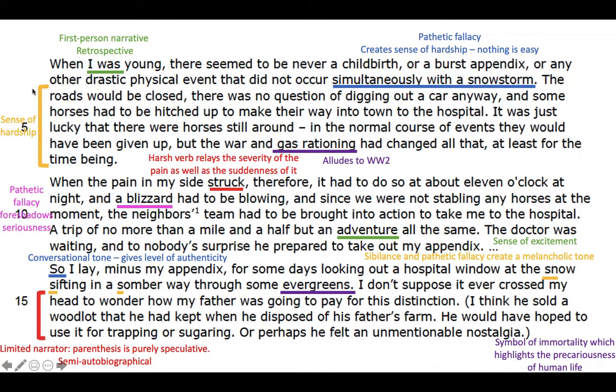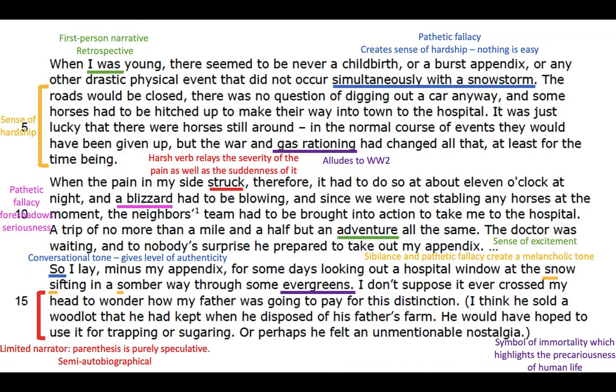And so she further establishes this idea of hardship because she alludes to the fact that this is World War II when she mentions that there's gas rationing. She says they were lucky to have horses at the time. So this isn't an easy life. When referring to the pain she feels, she says it struck. So that harsh verb relates to the severity of the pain, but also the suddenness of it.